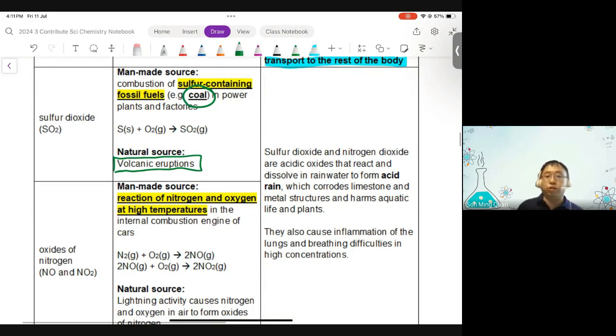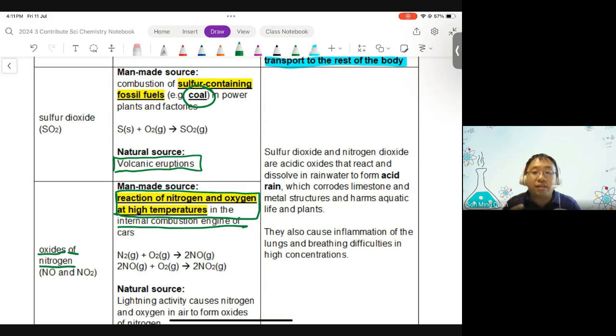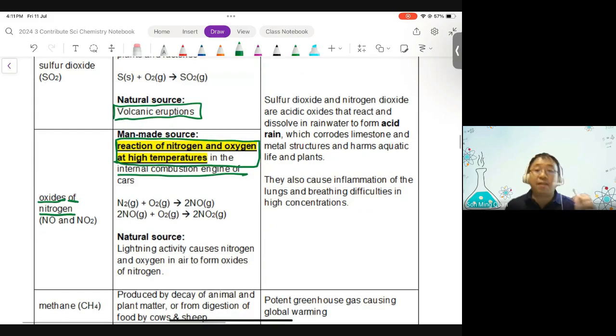For the oxides of nitrogen, as the name suggests, oxide of nitrogen means the compounds formed when nitrogen reacts with oxygen. Hence, the main source of oxides of nitrogen is the reaction of nitrogen and oxygen at high temperatures in the engines. And typically, this occurs in cars. So, in the cars, the engines can sometimes reach 800, 900 degrees Celsius. At this high temperature, nitrogen in the air can actually react with oxygen in the air. And this forms the oxides of nitrogen, either NO or NO2 or a mixture of both. Okay. Now, this is the man-made source because it takes place at the high temperature in the engines.